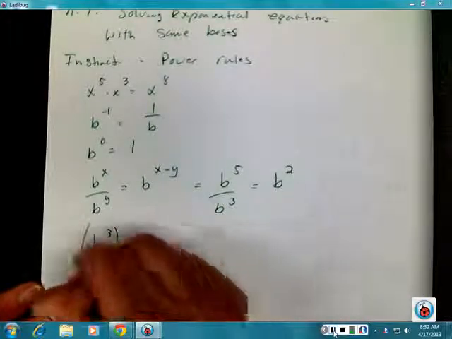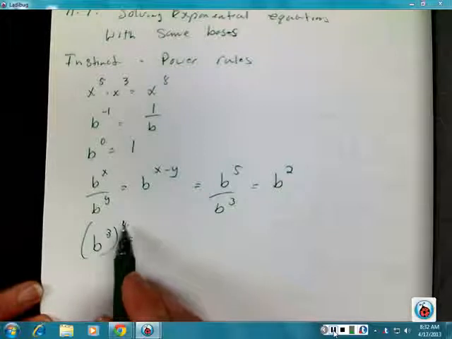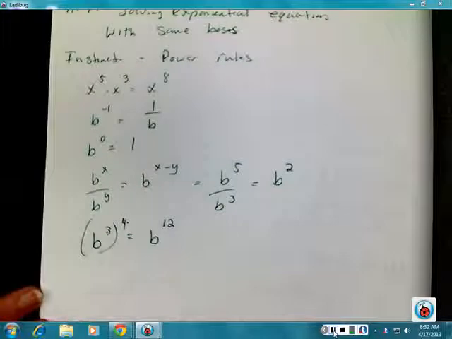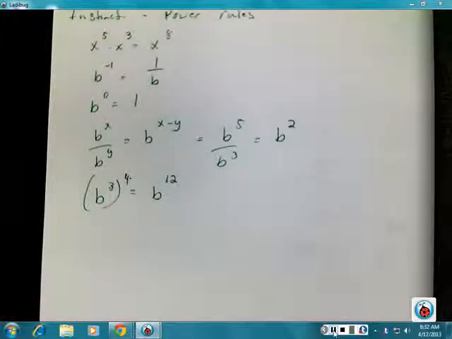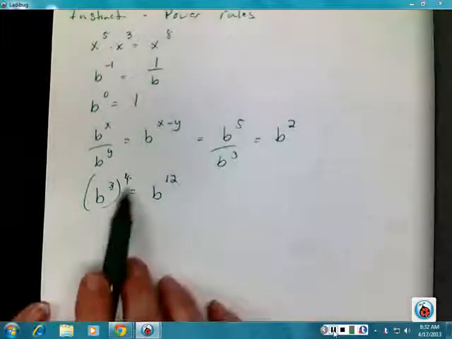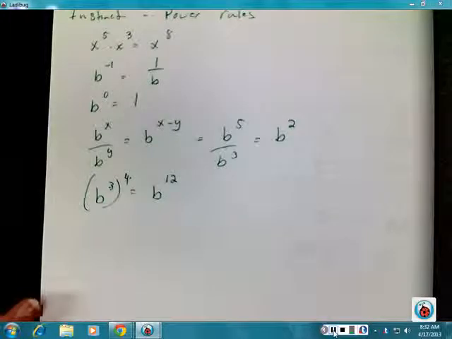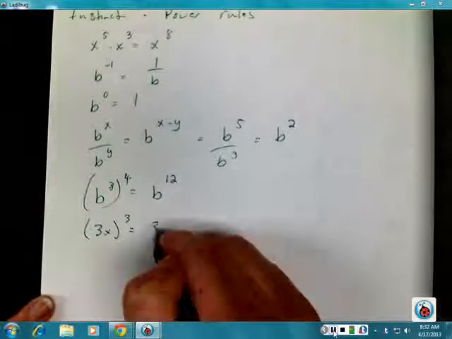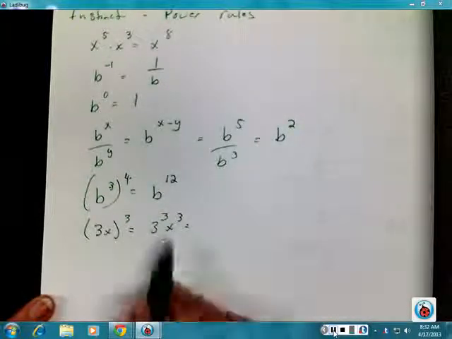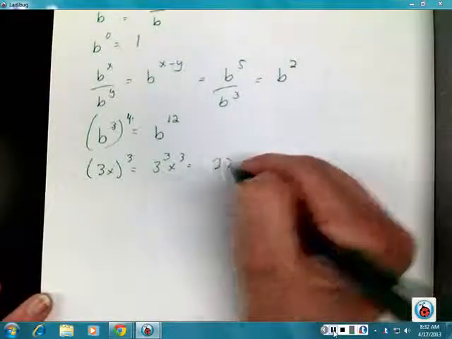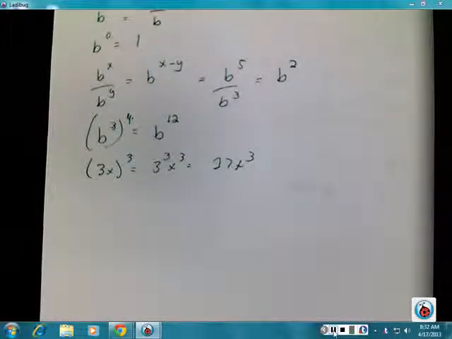B to the 3rd raised to the 4th, distribution, 4 times 3 gives me b to the 12th, and we use this one also in this section because we get some things that we need to find common bases to, and then do that multiplication in order to get a solid exponent at the top that we're dealing with. Another one might be 3 to the x raised to the 3rd. That's going to mean 3 to the 3rd power, x to the 3rd power. And since I can multiply 3 to the 3rd power out, what's it equal to? 27, yep, x to the 3rd. And so that's what comes out of that one. And so we got that power going on in there.